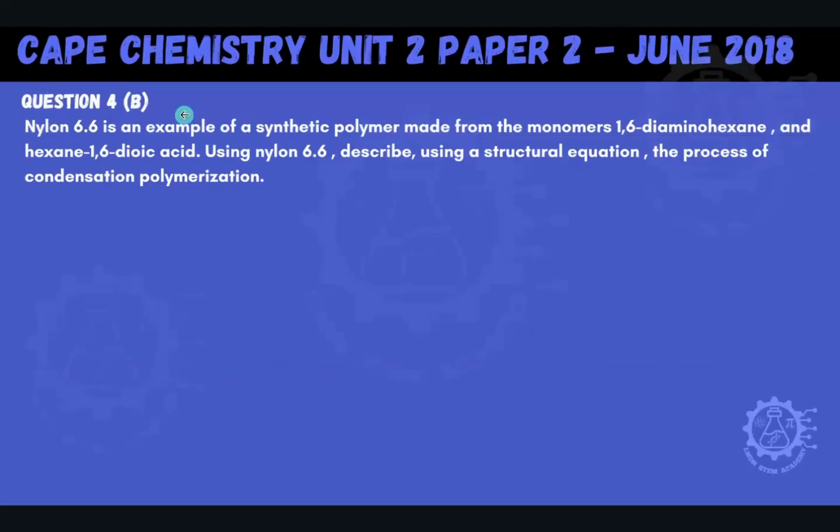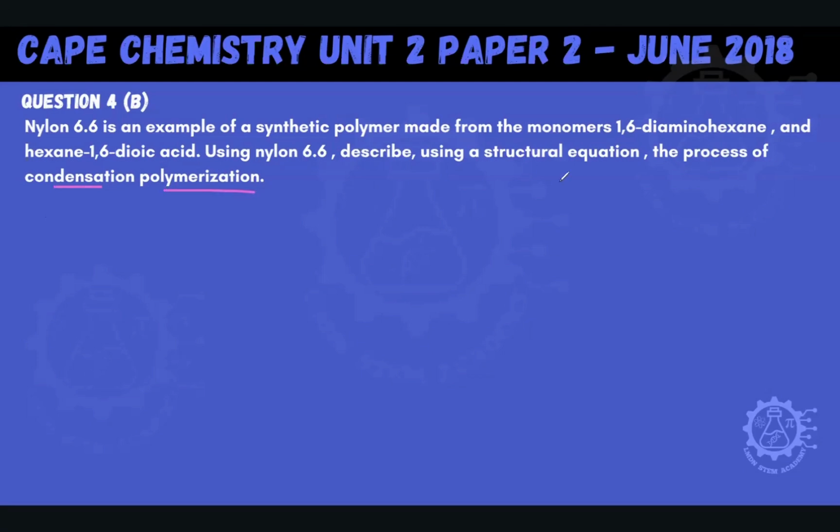So this is a question about nylon 66. It says nylon 66 is an example of a synthetic polymer made from the monomers 1,6-diaminohexane and hexane 1,6-dioic acid. Using nylon 66, describe using a structural equation the process of condensation polymerization. So this is our keyword here. We have to explain condensation polymerization.